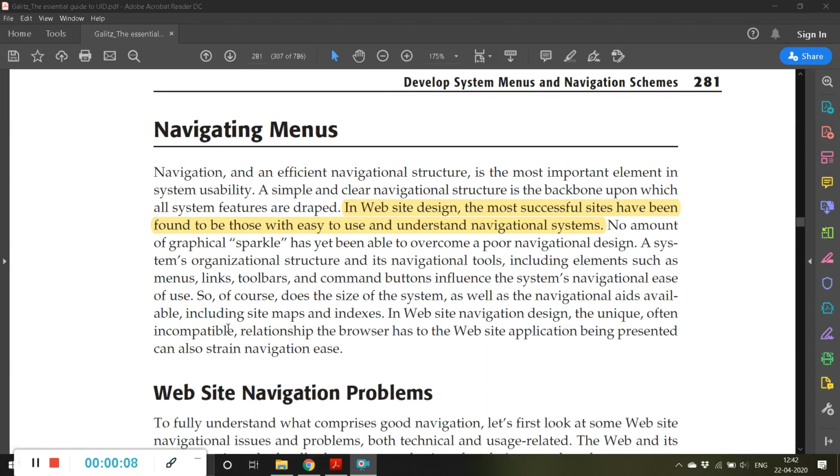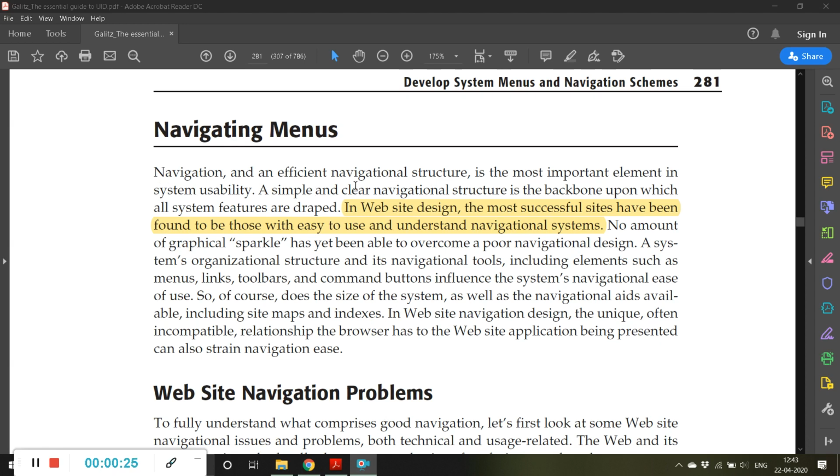So, in the last week, we stopped here. From today onwards, we'll begin with navigating menus. Basically, we're discussing the menus, and navigation plays a very important role in web design.